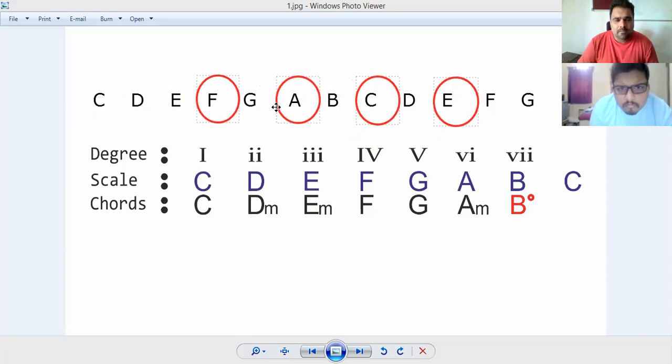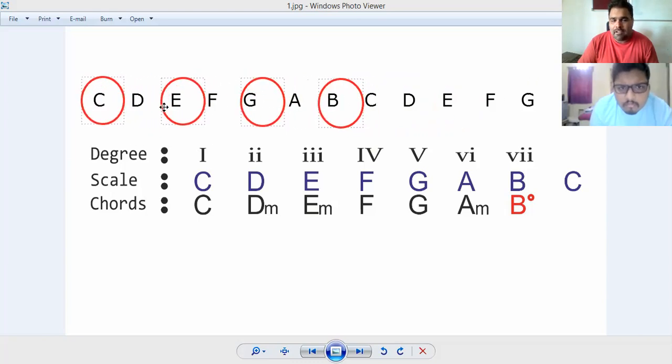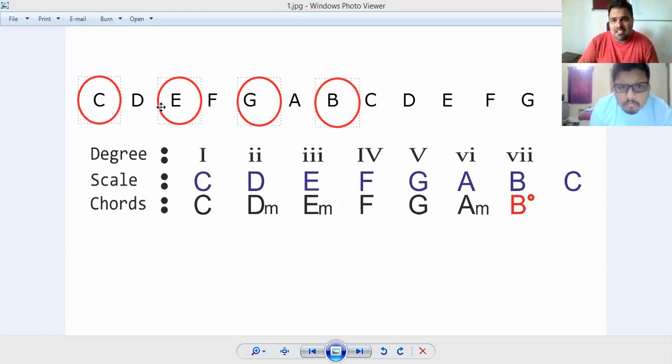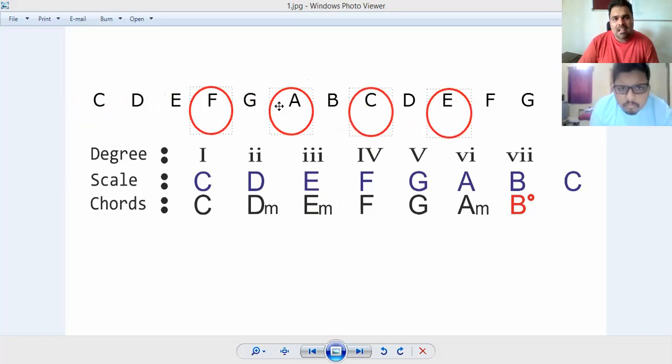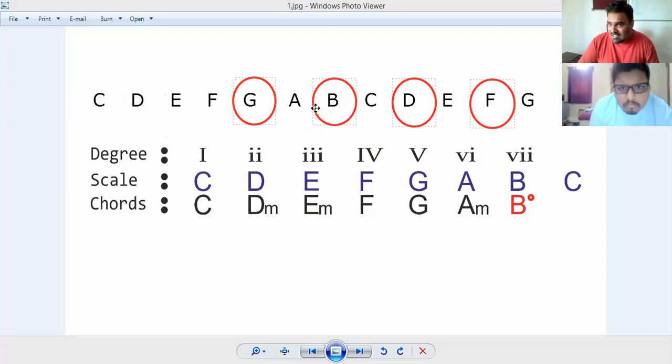Similarly, this is not a dominant seventh. It's a major seventh. So a chord formed from C, if you take four notes and create a chord, becomes a C major seventh. You get F major seventh. But from G, if you play, it becomes a G dominant seventh. So there's a difference between major seventh and dominant seventh. Now, why that is, you'll understand once you understand the concept of intervals.